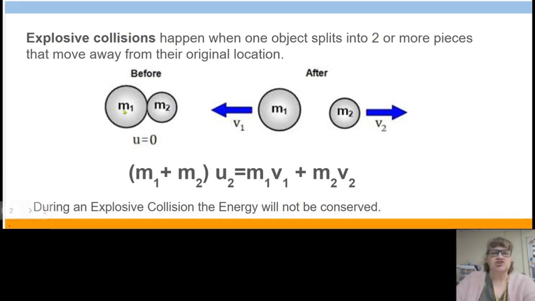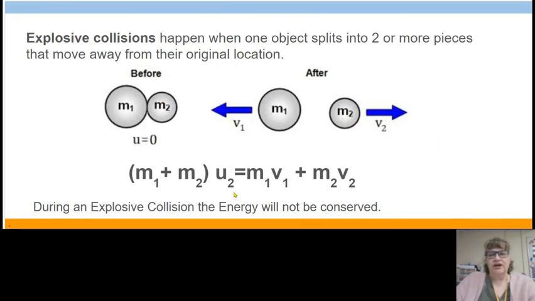So if you look at our picture, we have the before, these are like stuck together, or they could be all one thing, right? And then they explode, right? And then after, they are their own piece, right? They have their own mass and they move in a direction. It could be any direction, really, but right now we're going to focus on just one dimensional.